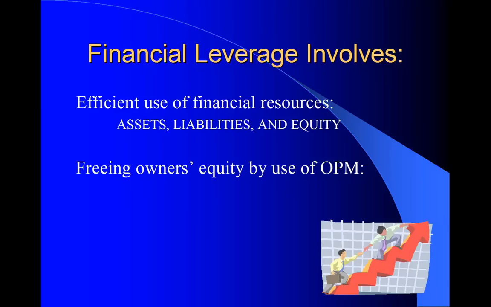Also, as we know from our readings, liabilities are subsidized by the government. There's no need for payment of taxes on interest associated with liabilities. Equity, on the other hand, is not subsidized. Dividends paid to the owners of the company are not tax deductible. Okay, so we're using other people's money, OPM for short, to derive benefits from financial leverage.